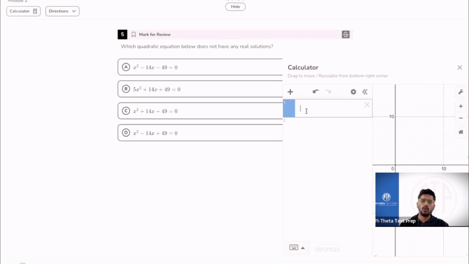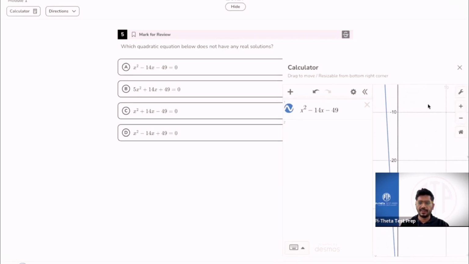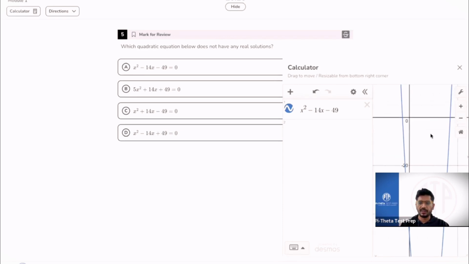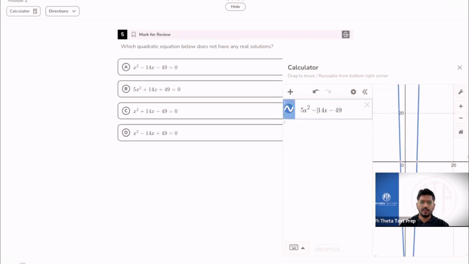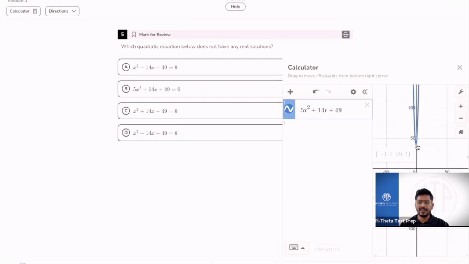So what we have to do here, we can just, one by one, put this equation on the Desmos and check whether it is crossing the x-axis. I think so. This will cross the x-axis. It is well understood here. You can just see that it is crossing the x-axis. Now you can make some changes here itself. 5x square plus 14x plus 49, right? Now whether it is cutting the x-axis, no, it's not cutting. Yes. So option B can be our answer, but we can check other options also.